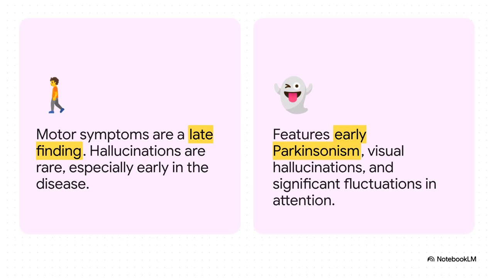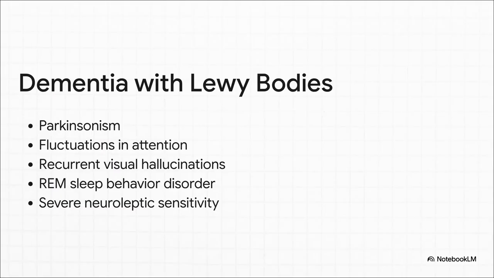In Alzheimer's, motor problems are a late finding. In DLB, Parkinsonism, the slowness, the stiffness, the shuffling gait, is there early. And you've got 2 other massive red flags to look for. 1, vivid visual hallucinations, and 2, these crazy fluctuations where the patient is fine 1 hour and totally out of it the next. So to spot DLB, you're really looking for that core trio: Parkinsonism, the fluctuations, and the hallucinations.